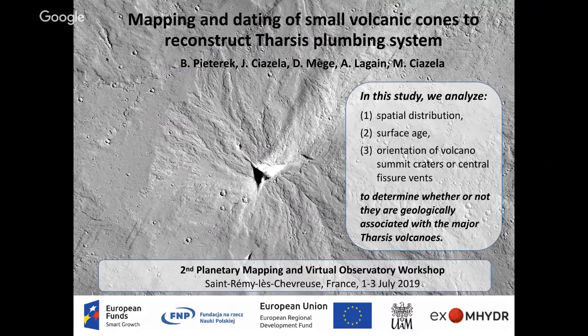The purpose of this study is to show that these small volcanic cones are related to large volcanic cones, which is the case in most Earth volcanic systems, of course. And for this, we use three indicators, let's say. We look at spatial distribution, we look at surface age, and we look at orientation of volcano summit craters or central fissure veins. I will show you examples of how this looks in practice.